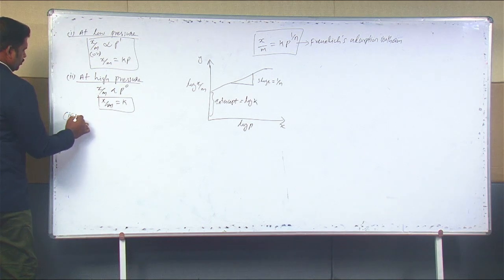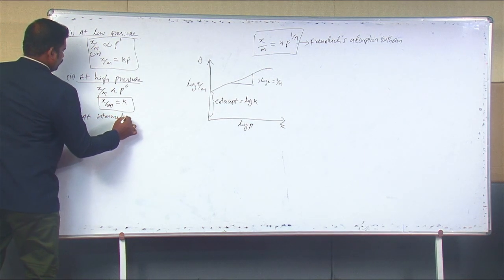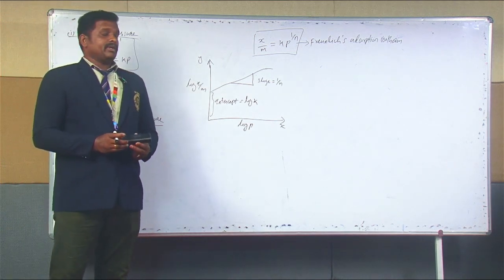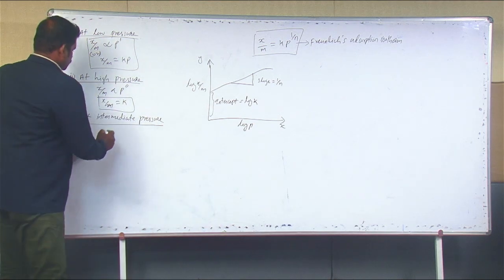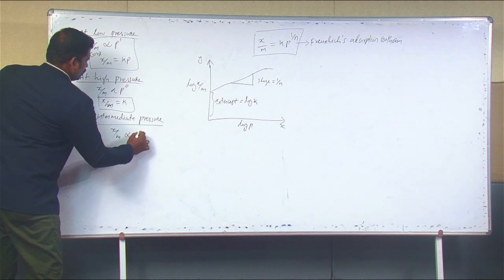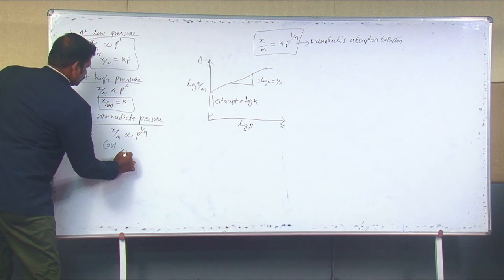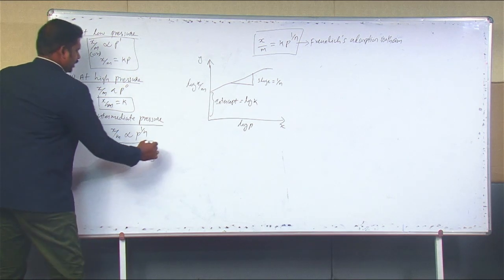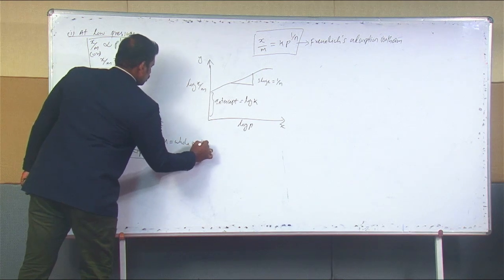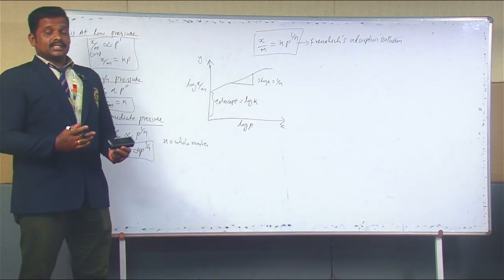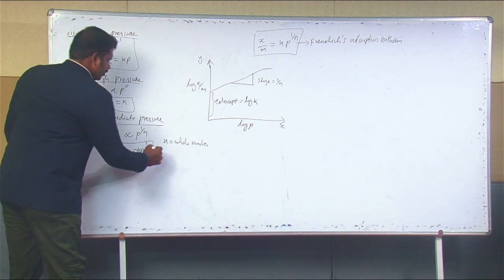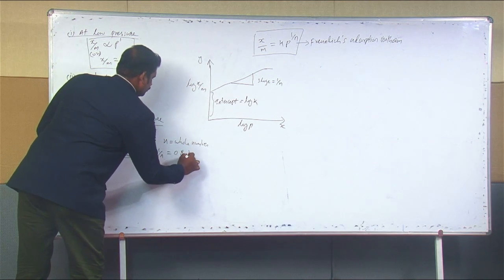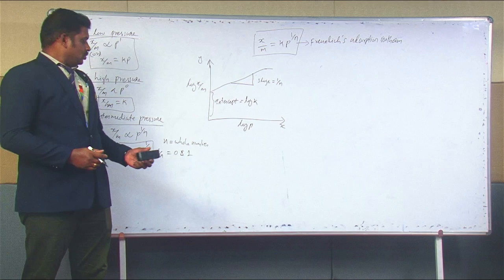Then the third condition, at intermediate pressure. At intermediate pressure, Freundlich stated that the extent of adsorption, that is x by m, is directly proportional to p power 1 by n, or x by m equal to kp power 1 by n. Here n is a whole number which depends on the nature of both adsorbate and adsorbent. So the 1 by n value must lie between 0 and 1. That means it should be a fraction.